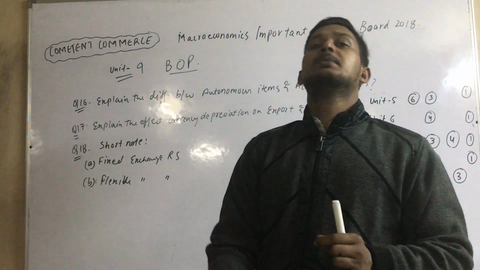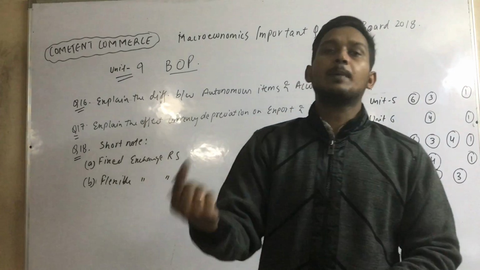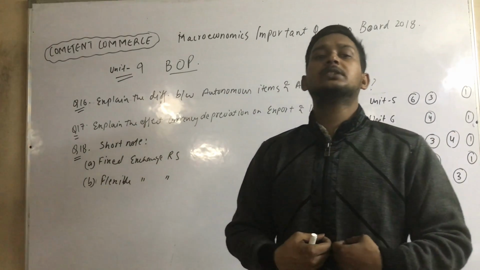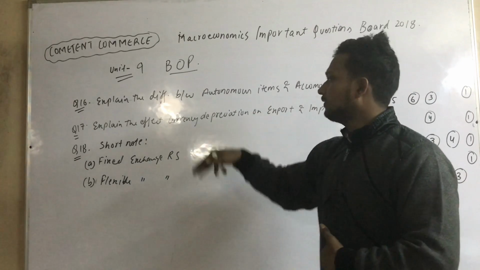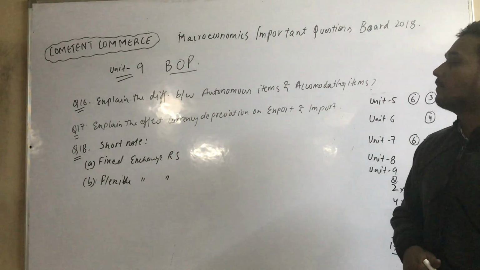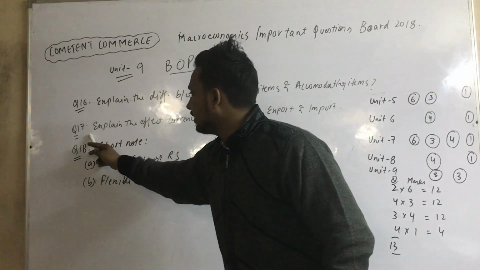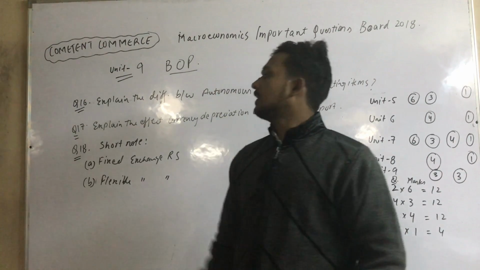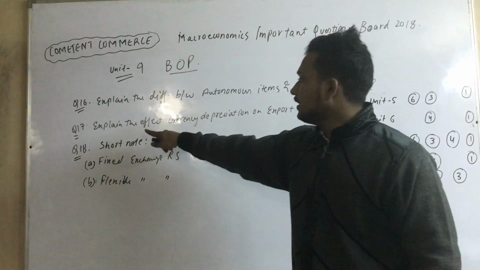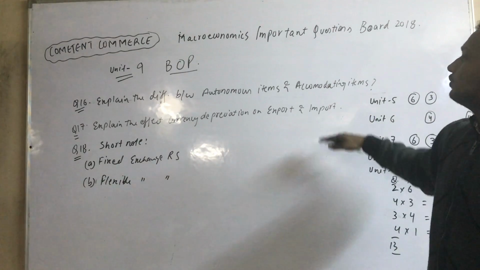Another question that can be asked from balance of payment is what are the components of current account and capital account. But I don't think that is very much important for CBSE board exam 2018. That's why I have given importance to question number 16, that is difference between autonomous items and accommodating items. Now come to question number 17 and 18. Question number 17 and 18 are from foreign exchange chapter. Now the question number 17 is explain the effect of currency depreciation on export and import.